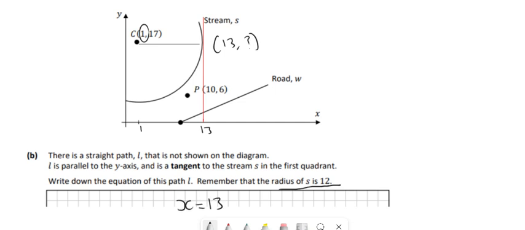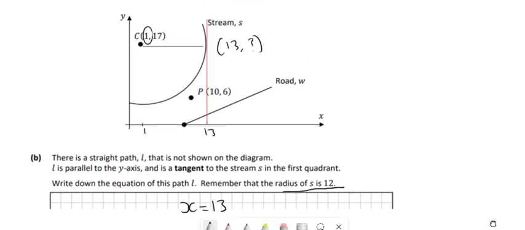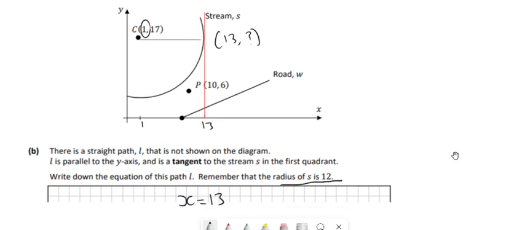And that's the equation of the line. Everywhere along that line the x coordinate is 13. That's the way horizontal and vertical lines, the equations of lines, work.